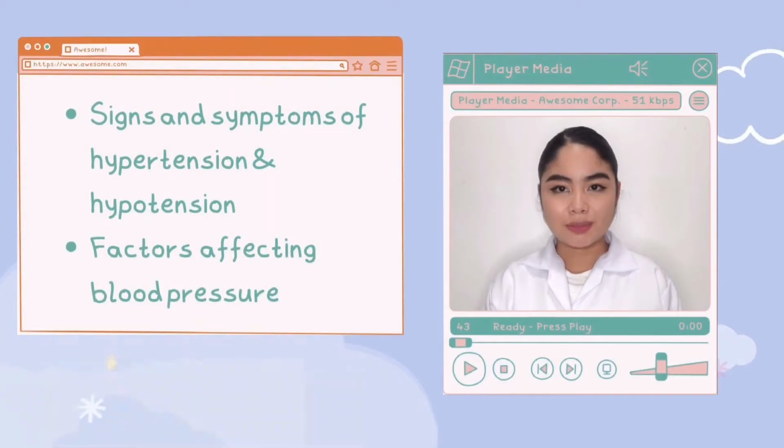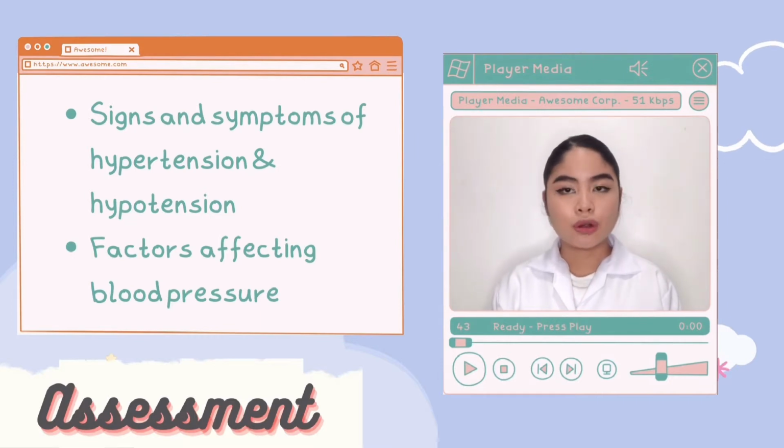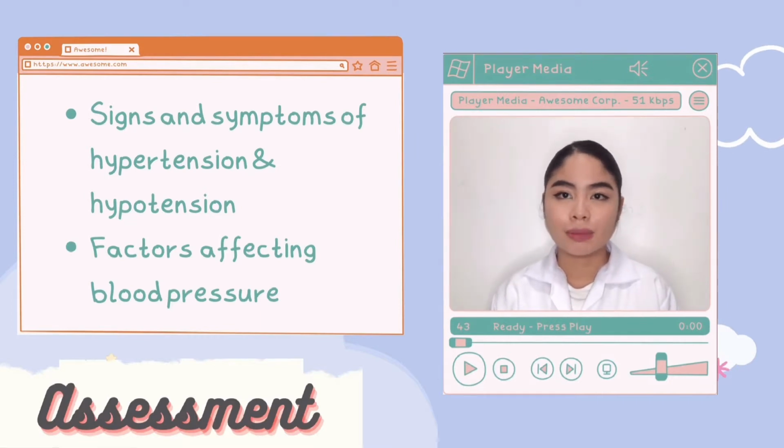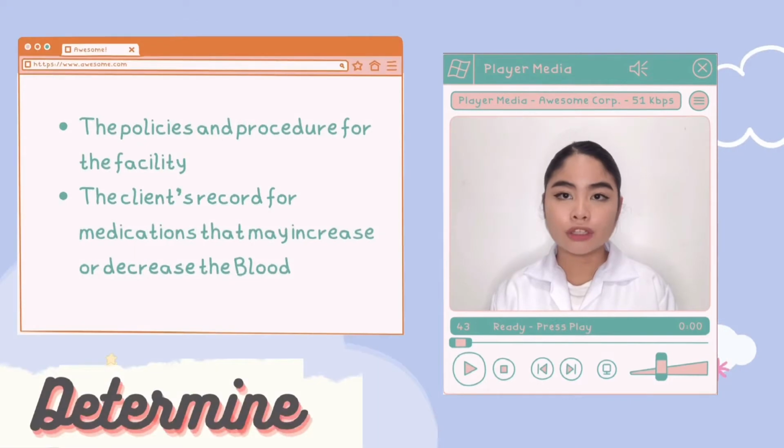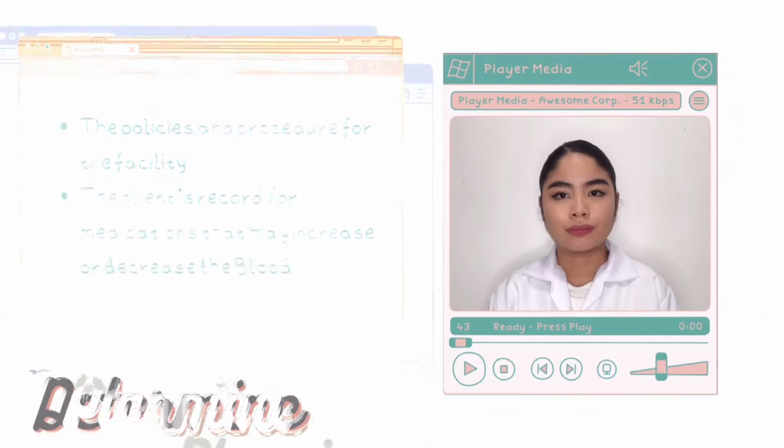As for the assessment, first you're going to have to assess for the signs and symptoms of hypertension or hypotension. You're also going to have to assess for the factors that may affect the blood pressure. You have to determine the policies and procedure of the facilities, and you also have to determine the client's record for medication that may increase or decrease the blood pressure of the patient.